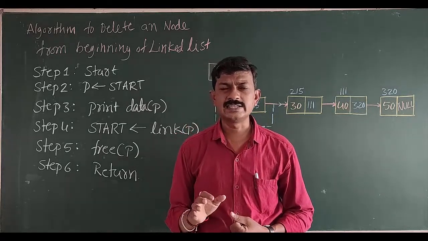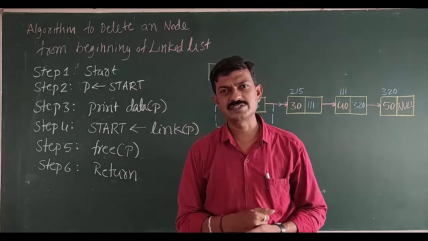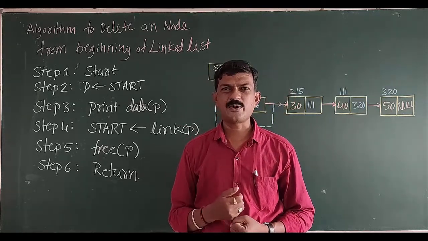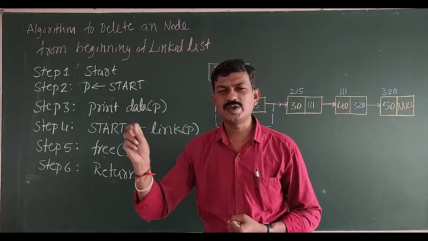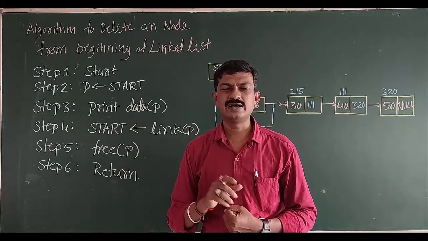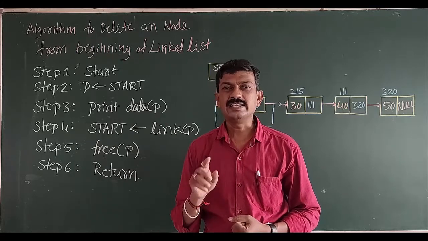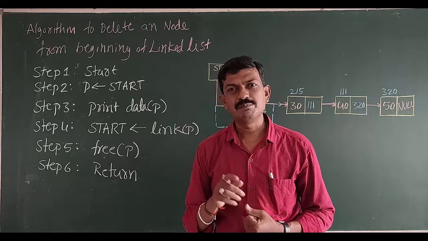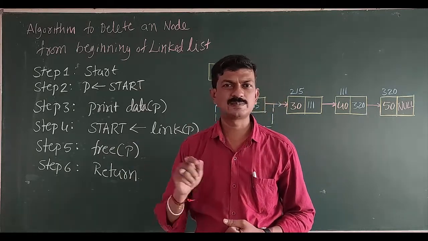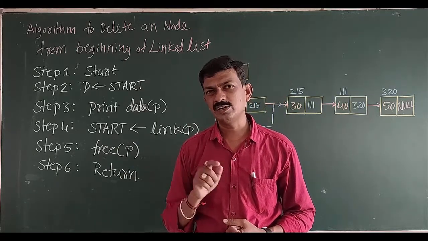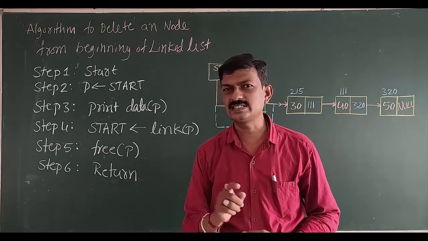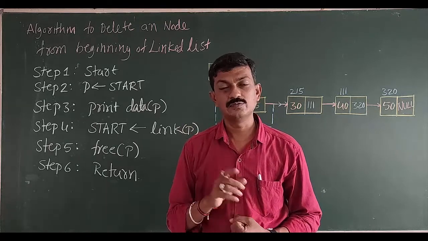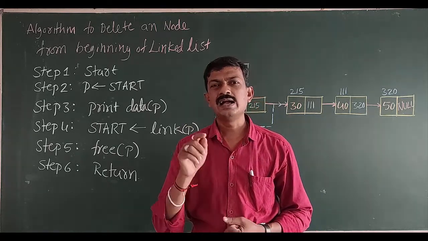How are we deleting a node from the beginning of the linked list? I am beginning with the start pointer. Whatever the start pointer contains, that value I am going to assign to a certain variable. I am considering variable p. In that I am storing the value which the start pointer holds, because the start pointer contains the address of the first node. So I need to delete that first node. For that I am assigning it to a variable.